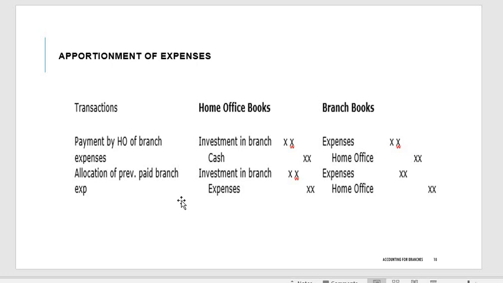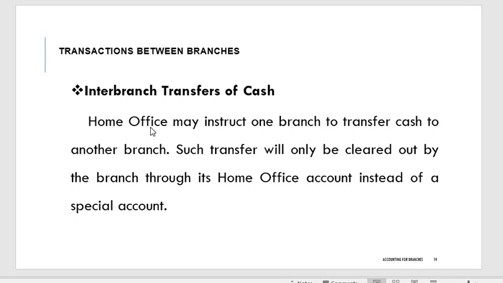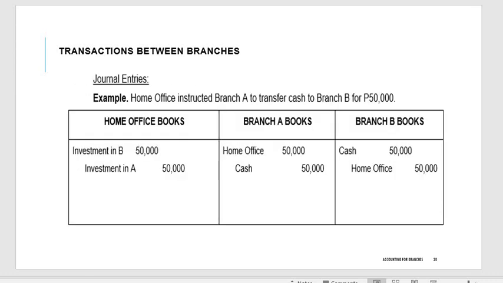Then, that's an additional investment naman kasi ni home office kay branch. So, if there are inventory transfer of cash, i-record lang siya ni home office at saka ni branches. So, say for example, home office instructed branch A to transfer cash to branch B for 50,000.